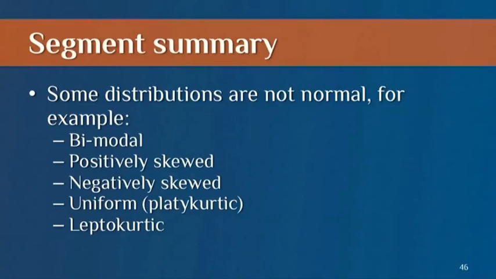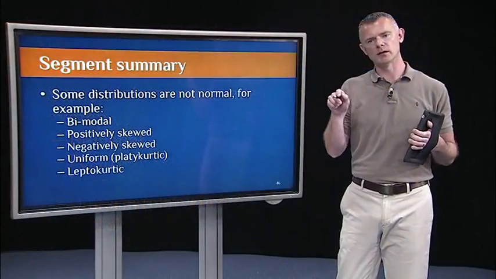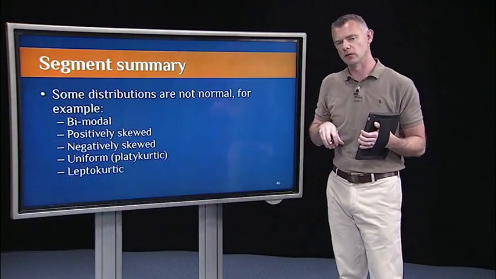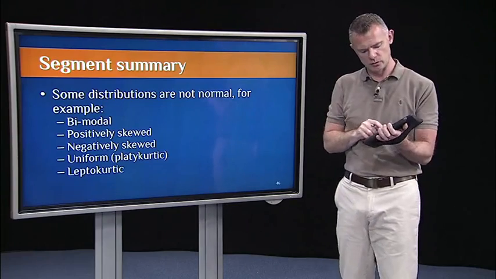We looked at positively skewed distributions, negatively skewed. We looked at uniform distributions. So that was like the white wine distribution in France. That's uniform, or another phrase for that is platykurtic. And the last type that we looked at was leptokurtic. That was like the white wine distribution in Argentina with that one steep peak, also called a leptokurtic distribution.